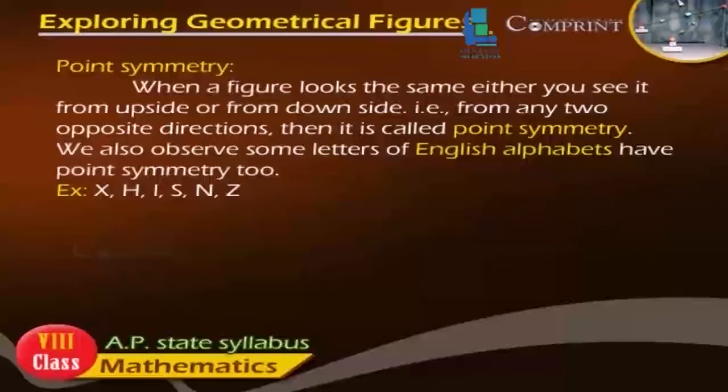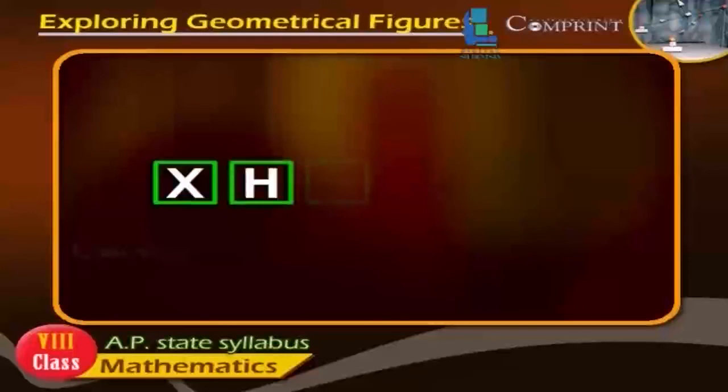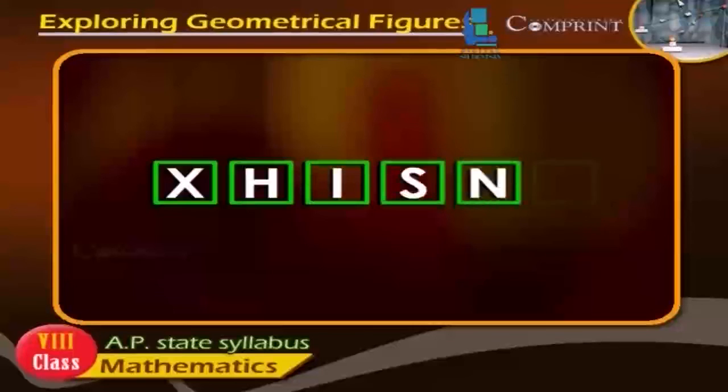Point symmetry. When a figure looks the same whether you see it from upside or from downside, that is, from any two opposite directions, then it is called point symmetry. We also observe that some letters of the English alphabet have point symmetry too. Example: capital X, capital H, capital I, capital S, capital N, capital Z.